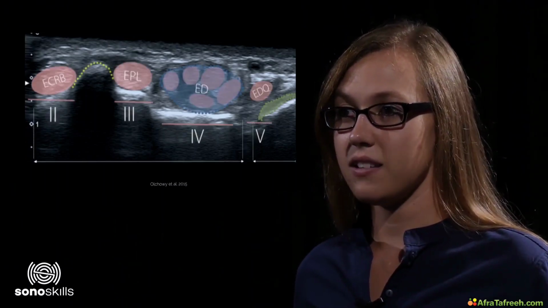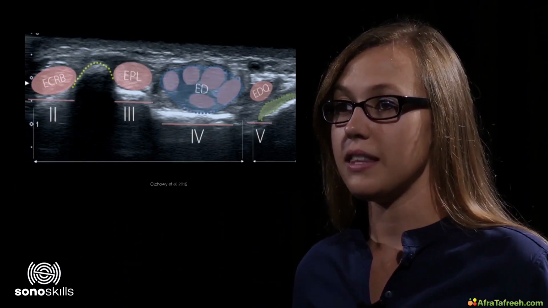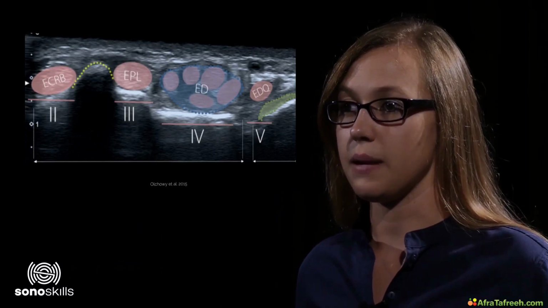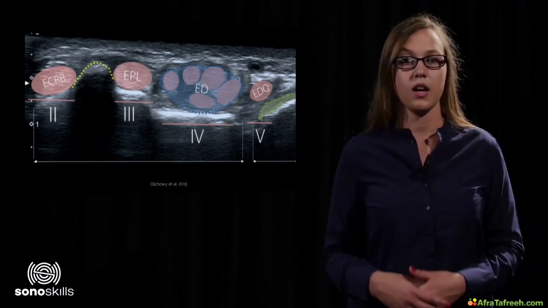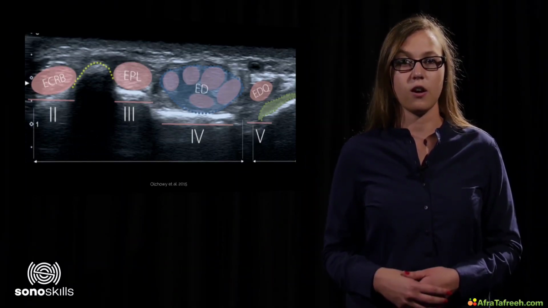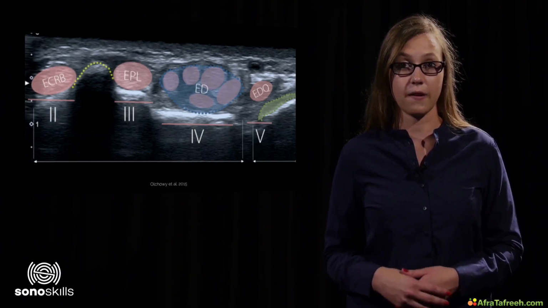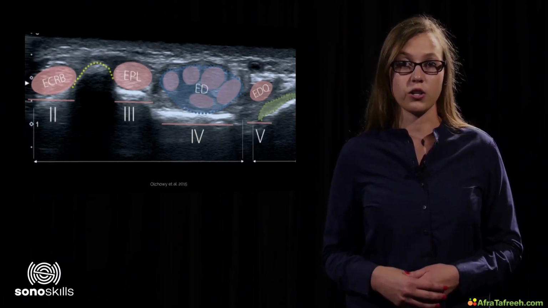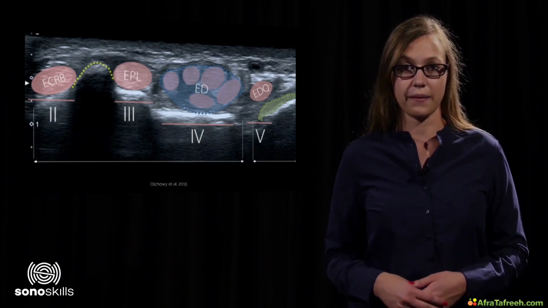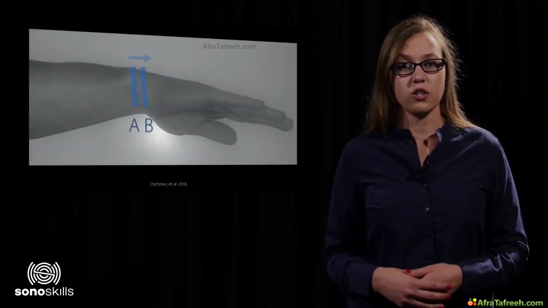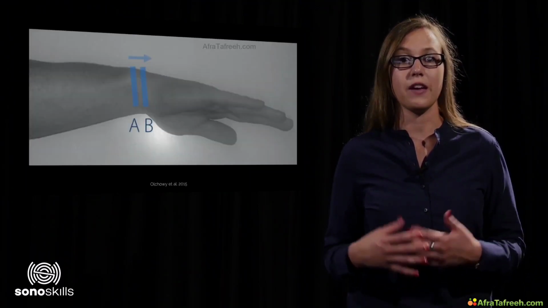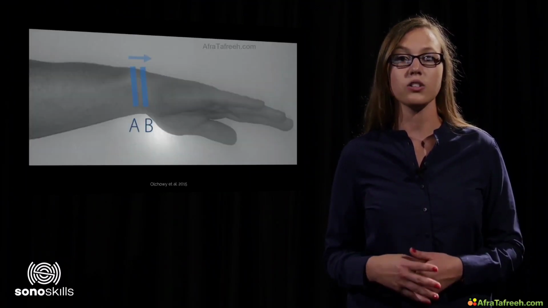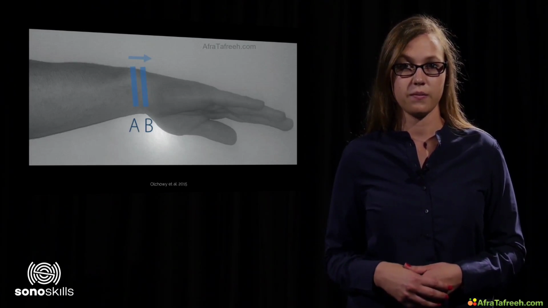When extending the second, third, and fourth digit, the ED tendons in compartment 4 can be seen moving. When extending the fifth digit, the EDQ tendon in compartment 5, statically often hard to locate, can be seen moving.